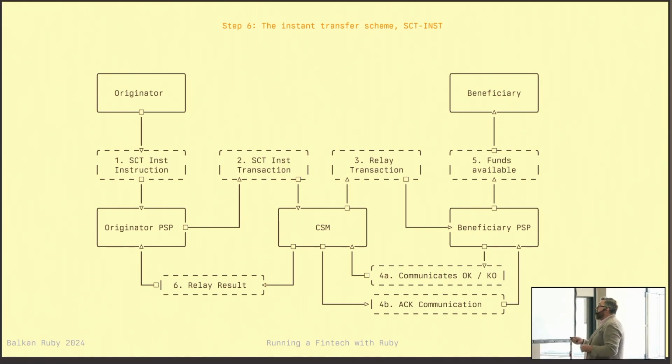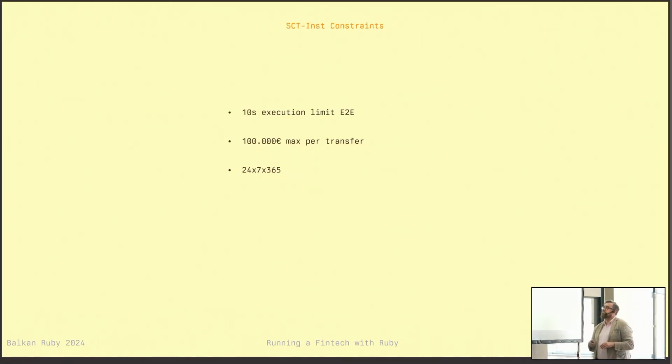So all this process, and then eventually the CSM relays the result to the originator PSP to say, okay, the money is going to be settled in the destination account. Okay, so that is what it takes to make a simple transfer. When you just move 10 euros from an account to another account in another bank, this is happening in the background. So which constraints actually apply to this?